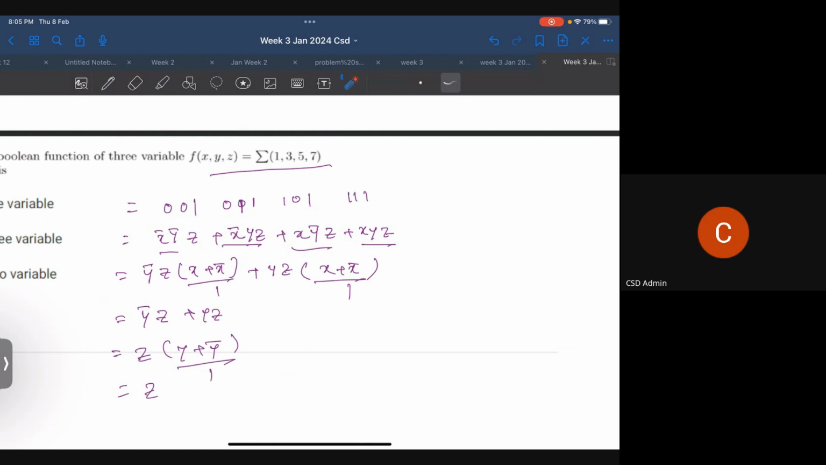Yeah, that is also possible. If you take common from terms 1 and 2, you will get x bar z, and you can also do that. Suppose you are taking common this and this, it will be x bar z times y plus y bar, and for the other pair x z times y plus y bar. Either way you take common z, you are finally getting z. So 2 is the answer then.